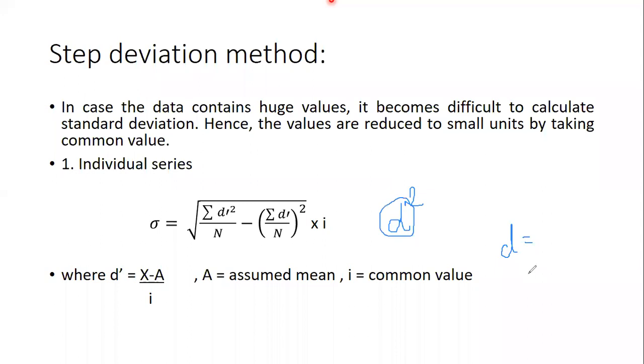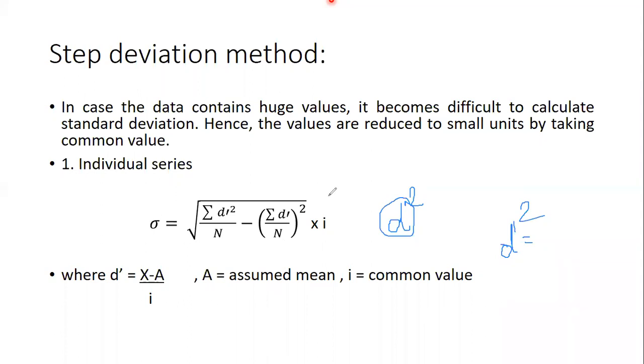Similarly, think d is again a deviation, but it is denoted by d dash. Okay, small line above, it's called d dash. Now for this we will have to find the square. So that is sigma d dash square divided by n minus sigma d dash by n whole square. Okay, so that is the formula into I.